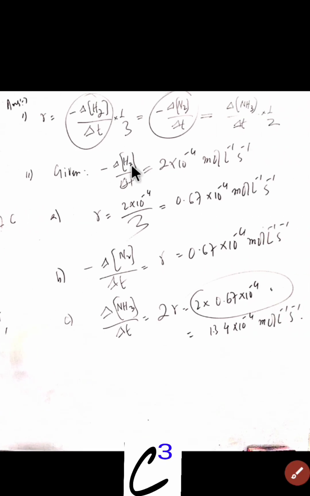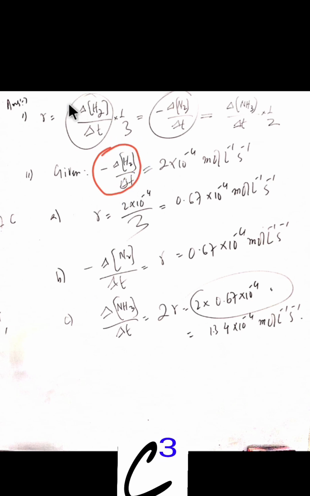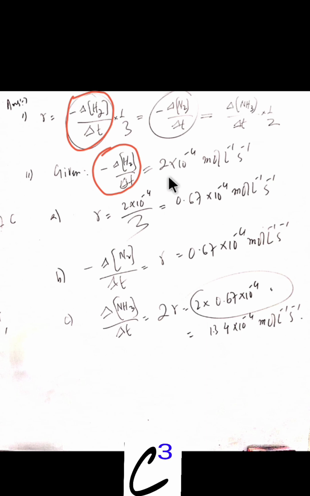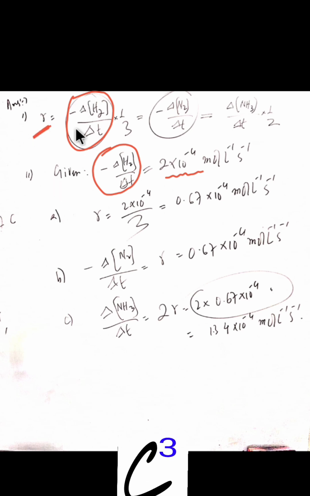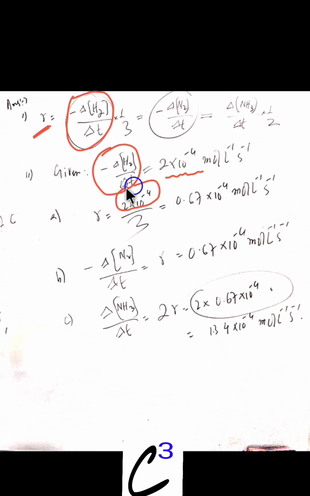Okay, so the given part is minus delta H2 by delta T, which is equal to 2 into 10 power minus 4 mole per liter per second. So we are going to calculate the rate of this reaction, that is R, and R is equal to this rate of disappearance of H2, which is 2 into 10 to the power minus 4, multiplied by 1 by 3, or divided by 3. So this gives the value of the rate of this reaction.